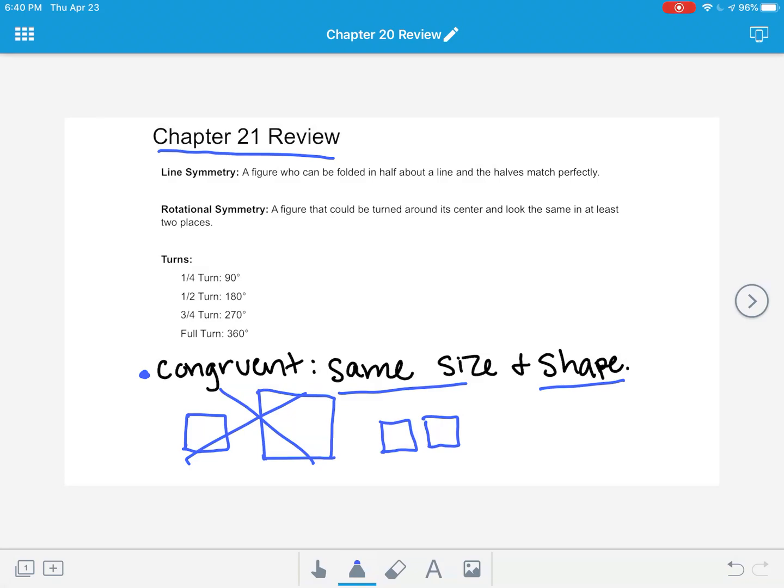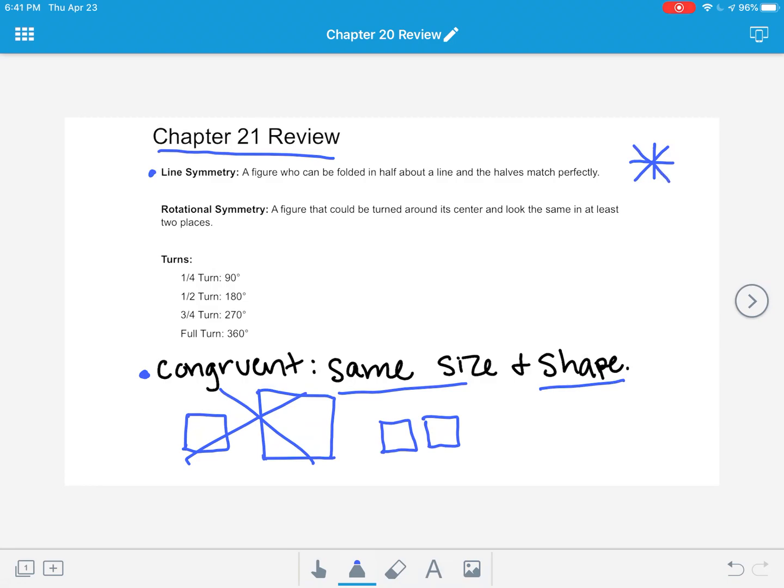Then we talked about symmetry. We talked about two different kinds of symmetry. Line symmetry, which is when a figure is folded in half on a line and the halves match perfectly. Now remember, this does not involve any rotation. So if it's folded but then a part would have to be turned, that's not line symmetry. Line symmetry is when a figure can be folded in half and the halves line up perfectly without anything needing to be moved around. These can be vertical lines, horizontal lines, or diagonal lines.